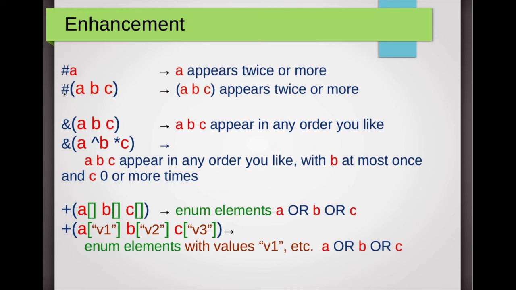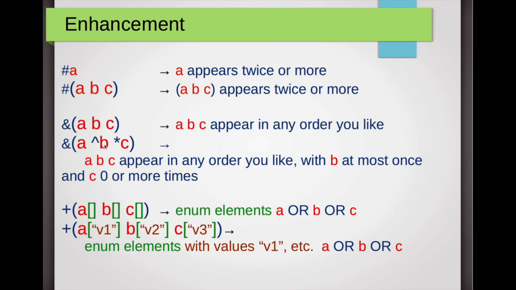In fact, I didn't implement that in the AKDL editor, but this one is interesting. The ampersand means to me appears in any order you like. So all three items here will appear, but not necessarily in this order. For example, in Java you can have static, private, or private static. And so you can just use this notation to declare that.